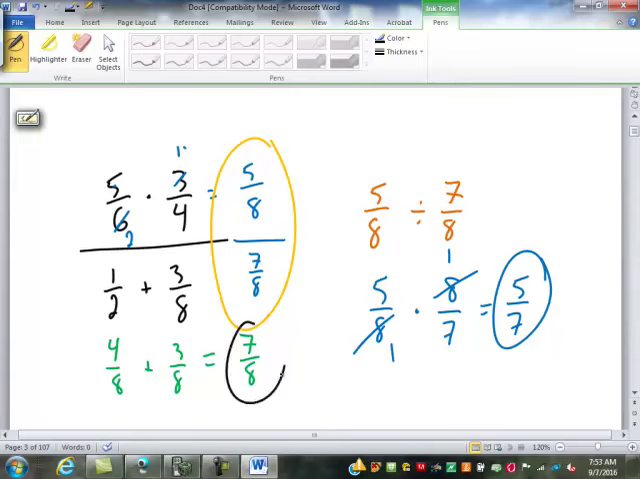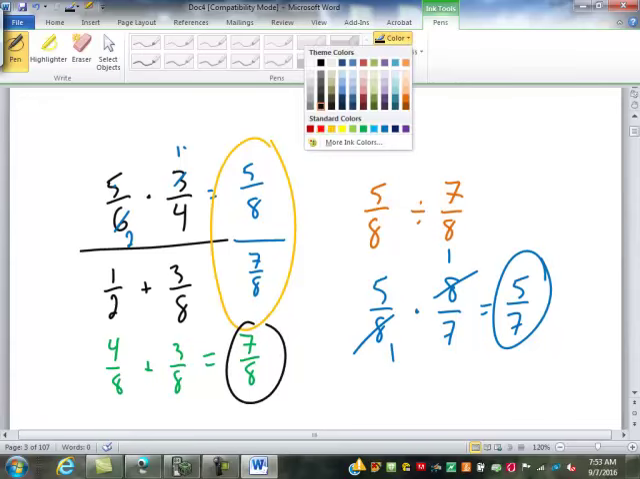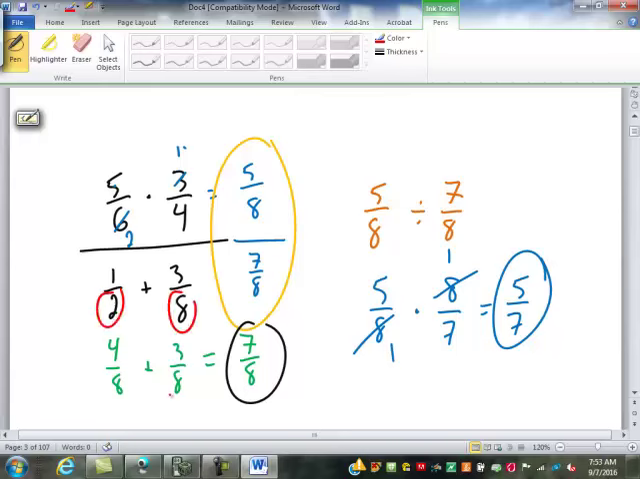How do I get the 7/8? Because my common denominator for 2 and 8 is going to be 8. So that stays 3/8. This becomes 8, so it's 2 times 4, so it has to be 1 times 4 to get 4/8. So then 4 plus 3 makes 7, and then when we add, we keep the same name.